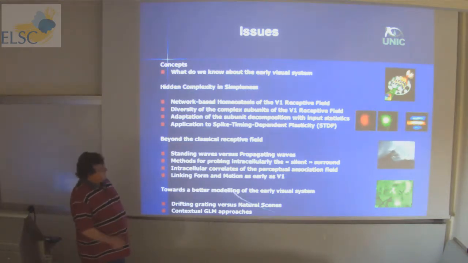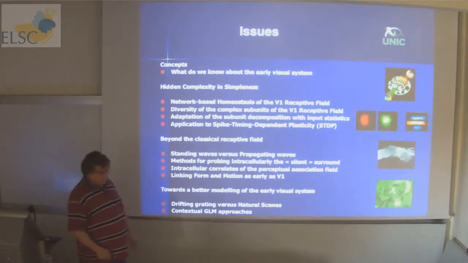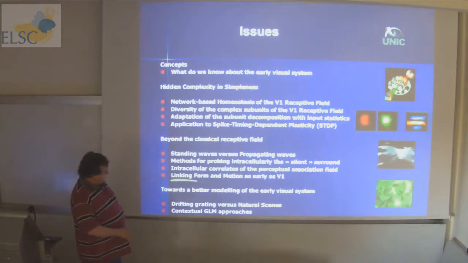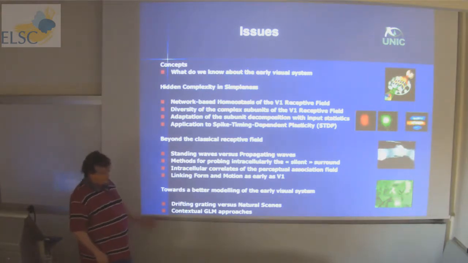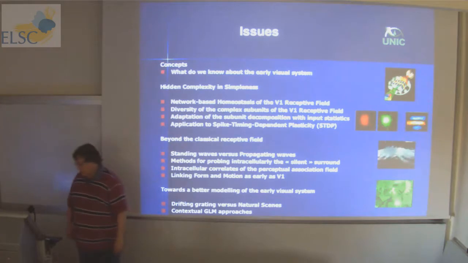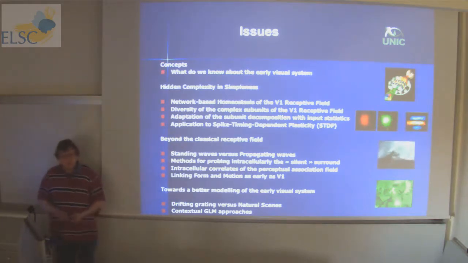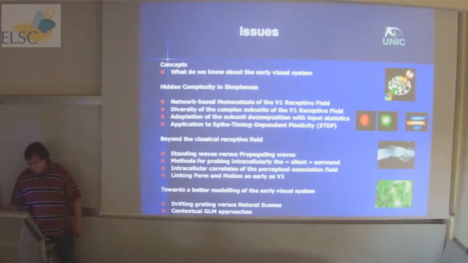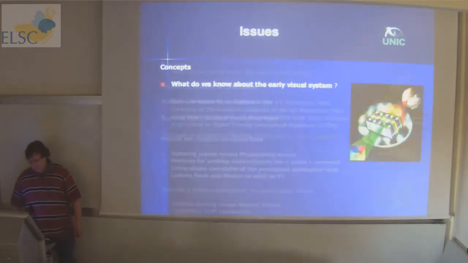The second part is on this presentation slide that will not be addressed. And I will, in fact, talk about towards a better modeling of the early visual system with natural vision. And I will finish by introducing contextual generalized linear model approaches, which seem to me a way of improving our knowledge of the mechanisms which underlie the V1 receptive field.